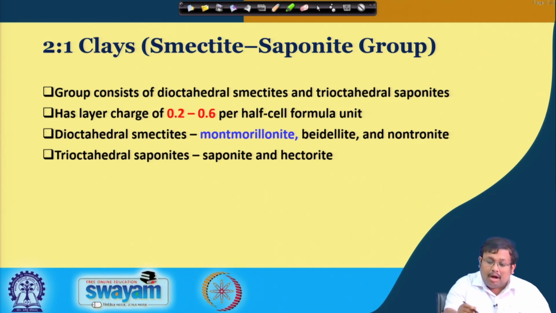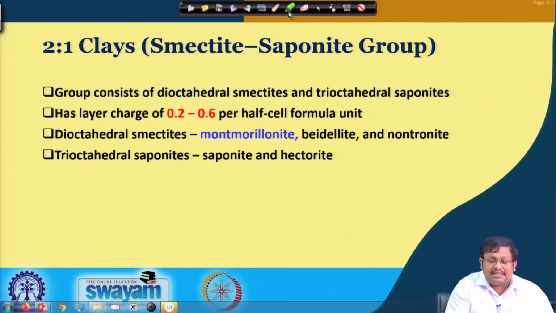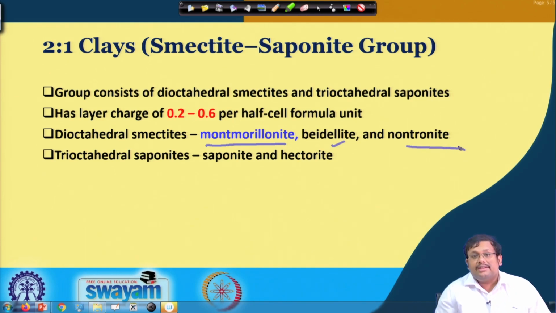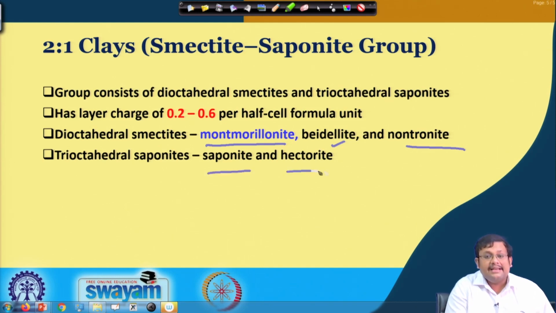Now, an example of this dioctahedral smectite is montmorillonite. It is one of the most important clay minerals we are going to talk about. And other dioctahedral smectites are beidellite and nontronite. And as far as the trioctahedral saponites are concerned, the examples are saponite and hectorite. Among all of these, montmorillonite plays a very important role in soil physical and chemical properties.